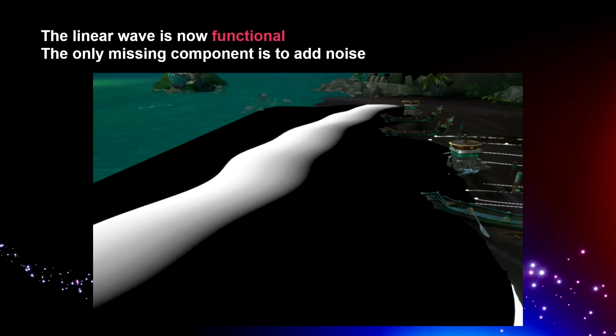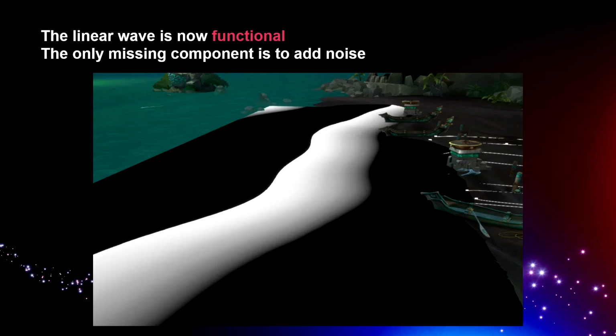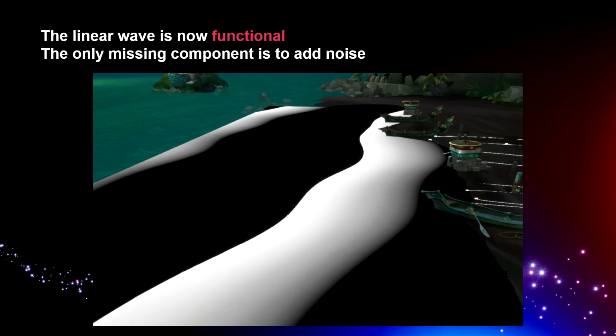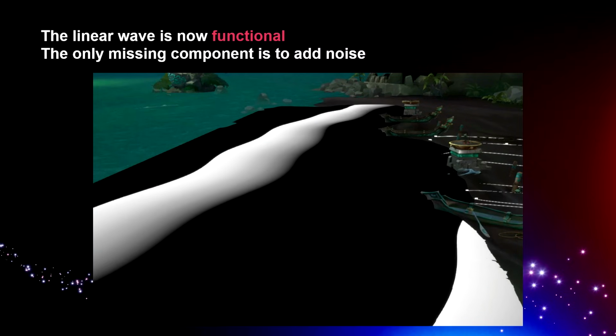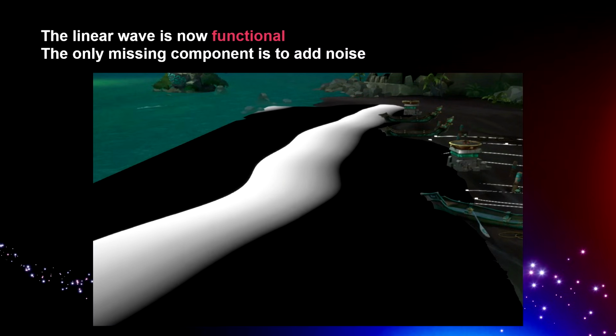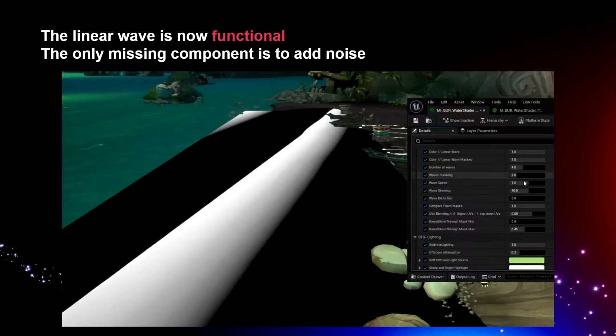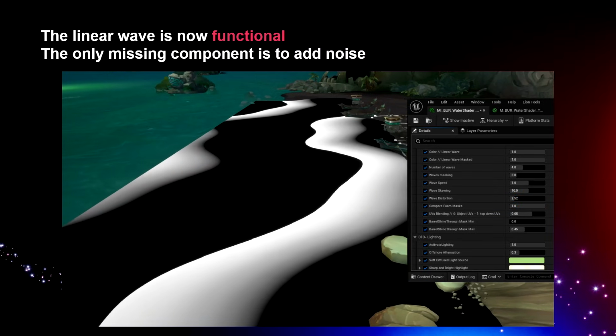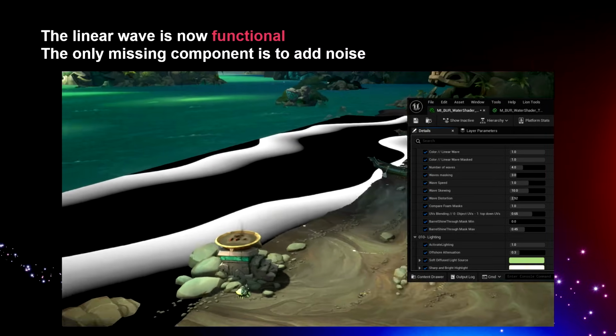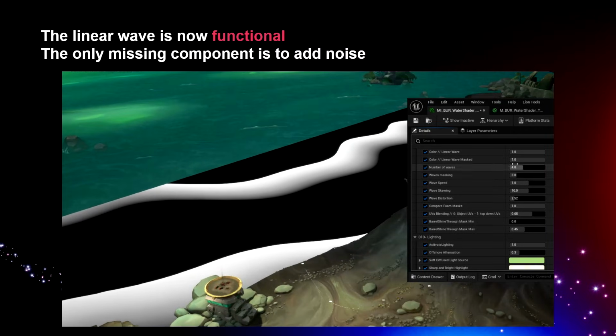And here, for all intents and purposes, the linear wave is done. The only thing that is missing would be the noise pass on top of it, which we will not be deep diving into in this particular presentation. There's many, many ways that you could do this. In my case, I've just decided to stack a bunch of sine waves at different amplitudes and frequencies.